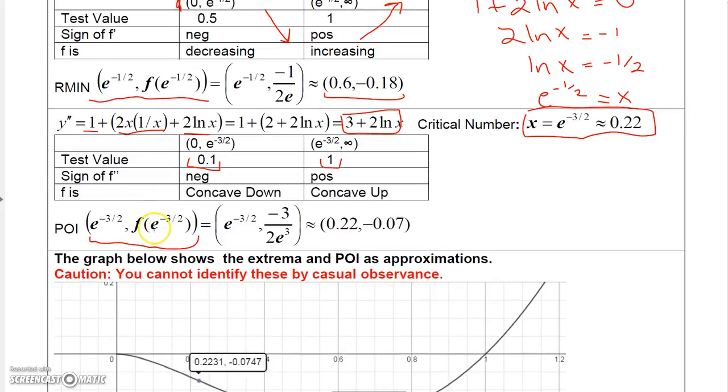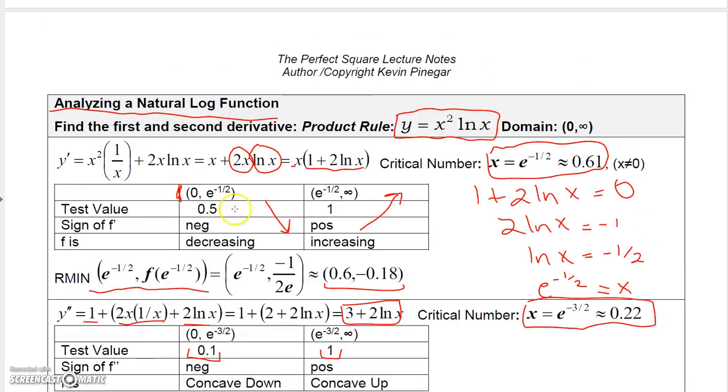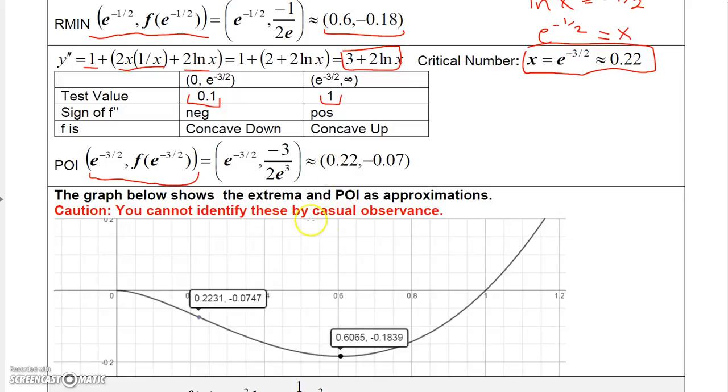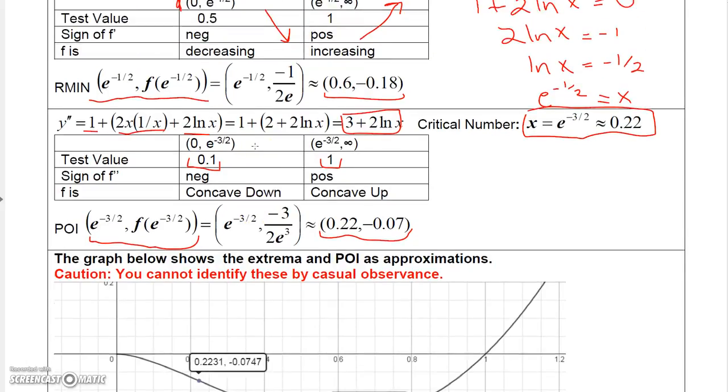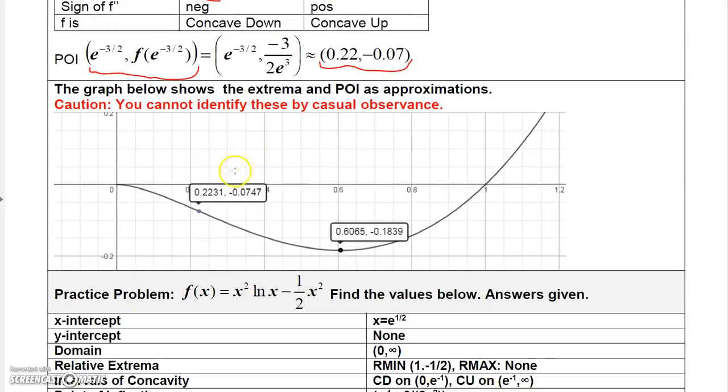Now again, I took e to the negative 3/2 and I plugged it back into this function up here to get the y value, this weird y value of negative 3 over 2e cubed. Okay, but then I went ahead and gave you approximations so that we can look at it on the graph. Well, if you look at the graph, remember the domain starts at 0 and goes out to infinity.